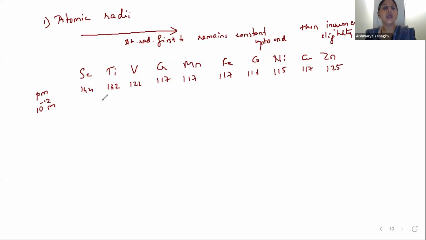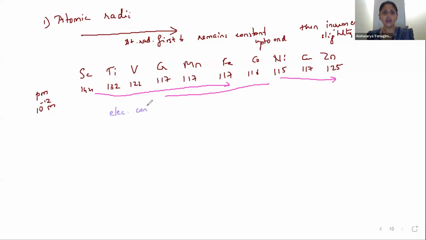So you can see the atomic radii go on decreasing up to the middle. It remains almost constant, and slowly increases again here. Why is it happening? What is the reason for this? The reason depends on the electronic configuration. The newly added electron enters the inner 3d subshell, correct?